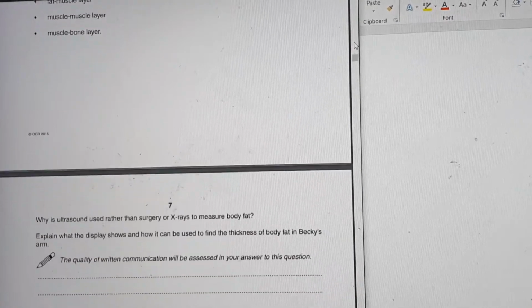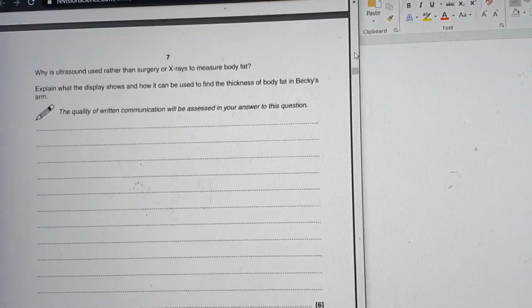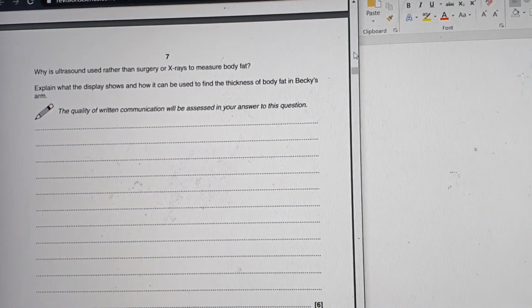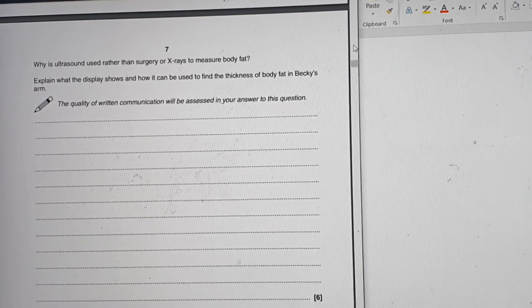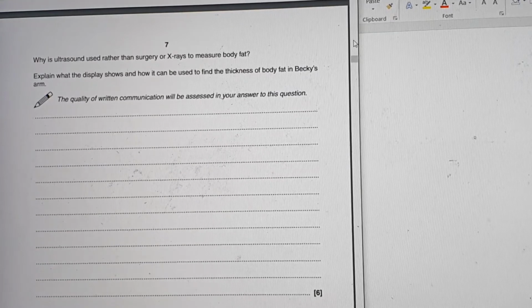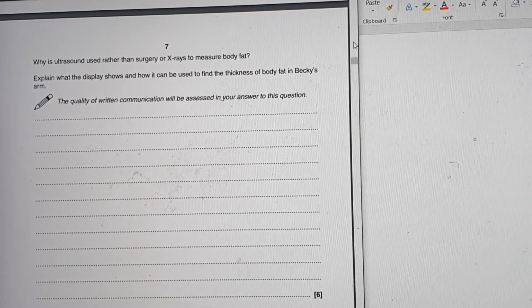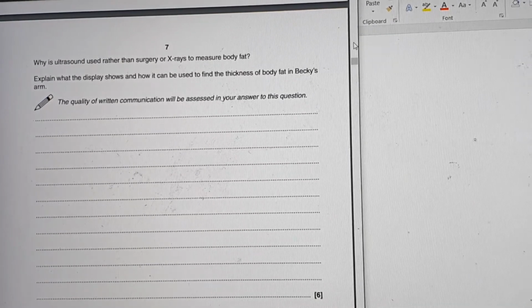And we're moving on to the question. Why is ultrasound used rather than surgery or x-rays to measure body fat? Explain what the display shows and how it can be used to find the thickness of body fat in Becky's arm. And this is a 6-mark question.